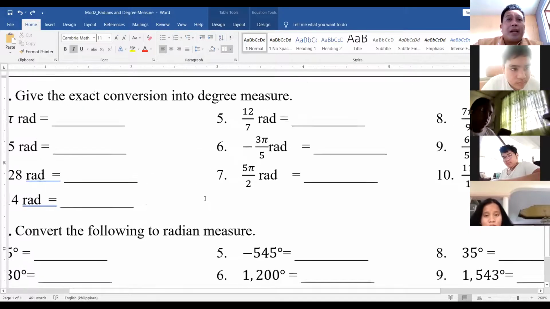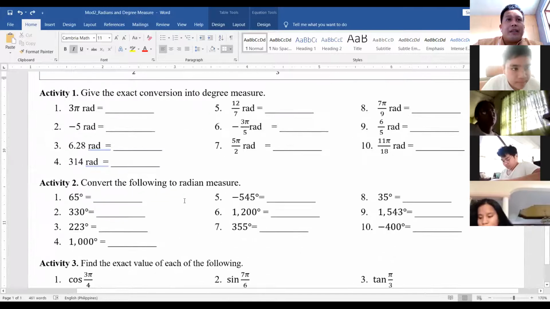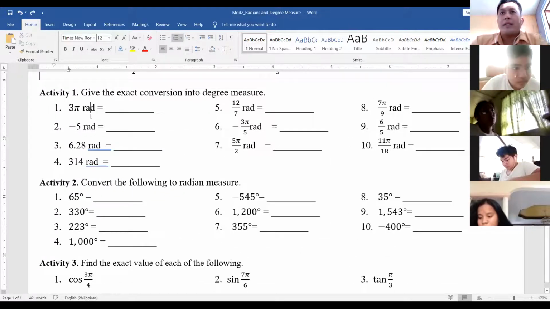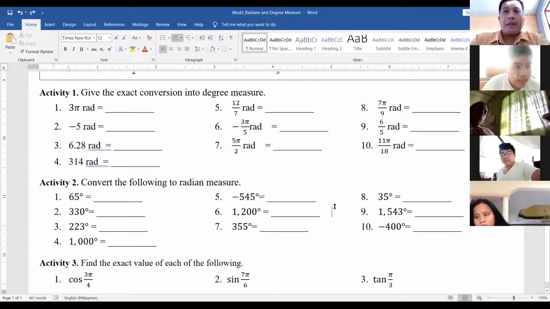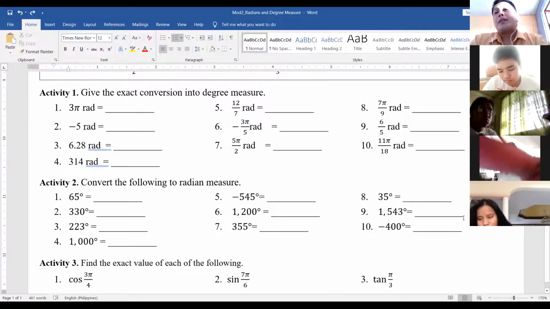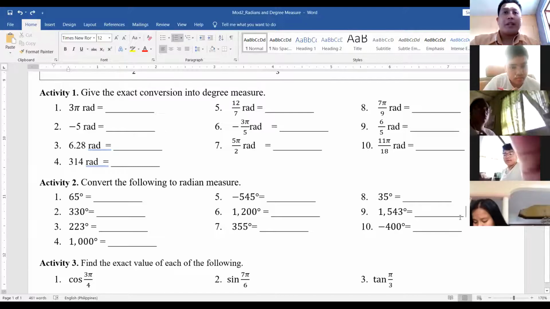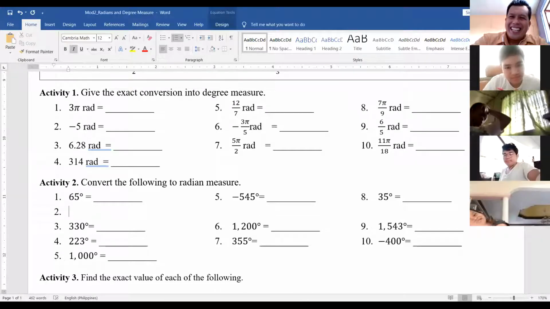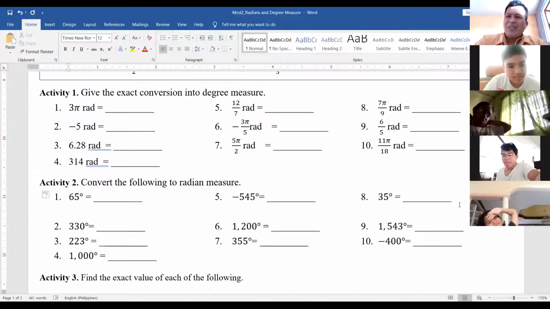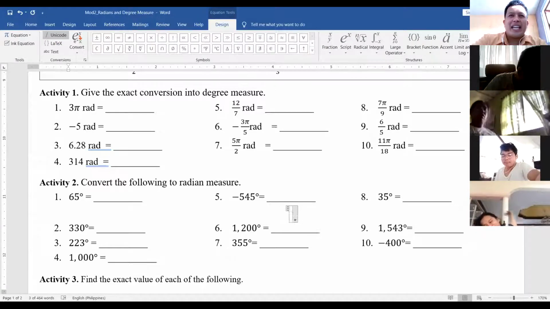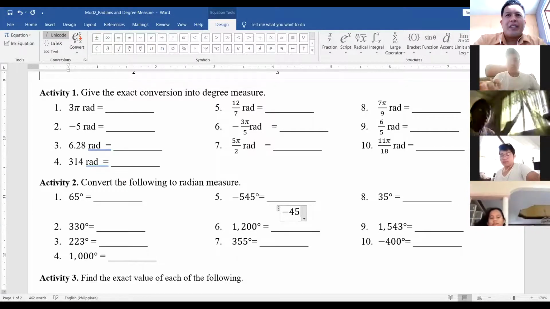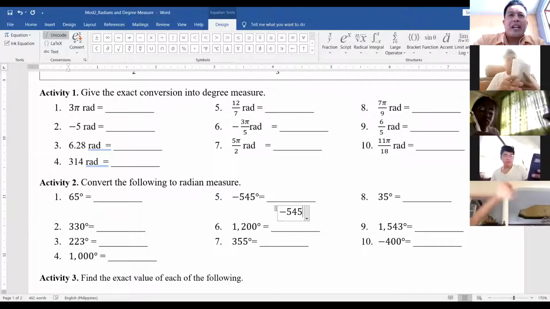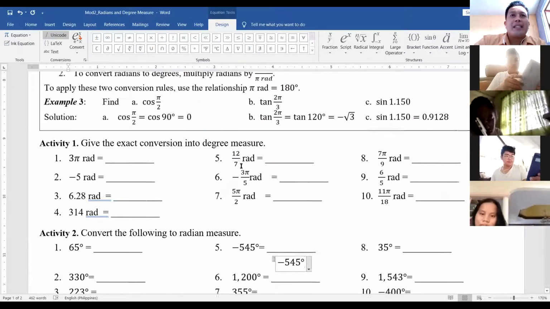Let's try an example in your activity. Choose the number and then we'll solve it. It will be Activity 2. Let's try number 2. Number 5, sir. Yes, number 5. Wala talagang gusto sa number 2, no? Number 5, the given is negative 545 degrees. What's the rule there?